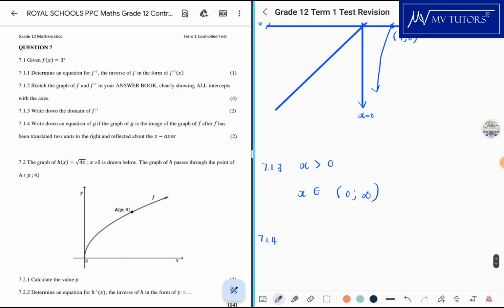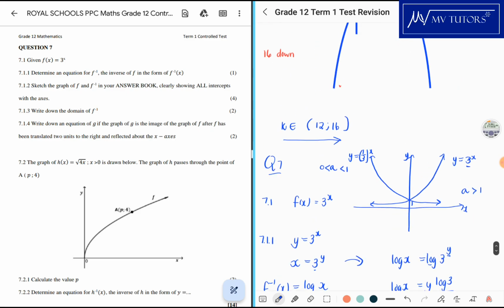So we have a horizontal translation. So 2 units to the right, if f is 3 to the power x, 2 units to the right will just be x minus 2. I hope you know that. It is x minus 2. Now we are going to reflect that 3 to the power x minus 2 about the x-axis.